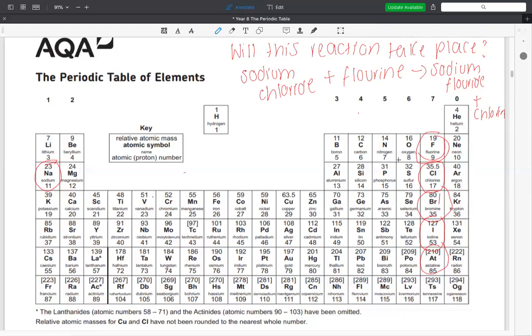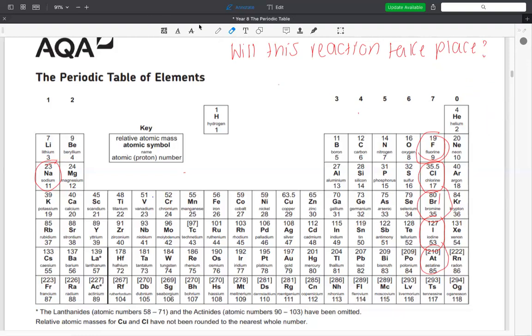And you will have a look at this equation and you'll say fluorine is more reactive than chlorine. So sodium is going to join with fluorine instead because it's more reactive and leave chlorine on its own. So you will have a look at this reaction and think, yes, that will happen, and you'll put a tick next to it or say this reaction will happen. However, they could trick you.